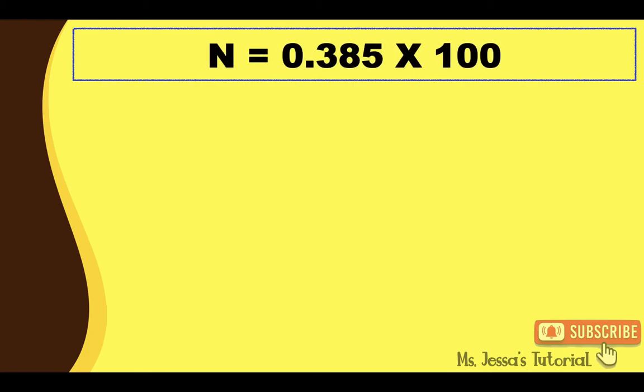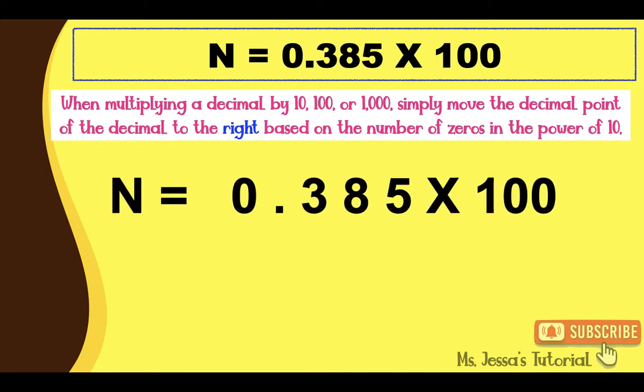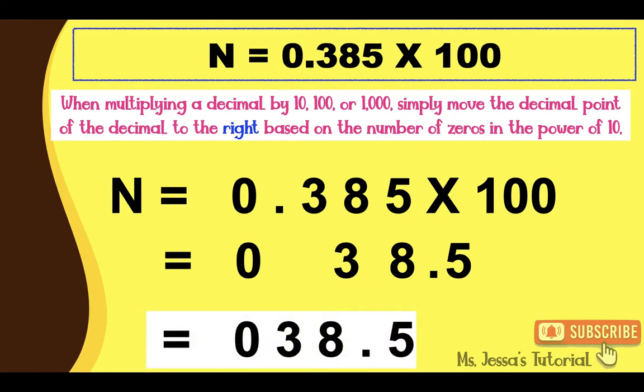N is equal to 0.385 times 100. Again, when multiplying a decimal by 10, 100, or 1000, simply move the decimal point of the decimal to the right based on the number of zeros in the power of 10. So here we have 2 zeros from 100, right? So we're going to move the decimal point twice. So let's do it. 1, 2. So that means the decimal point will be at 8 and 5. So we have 38.5.